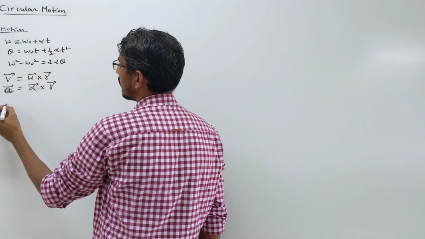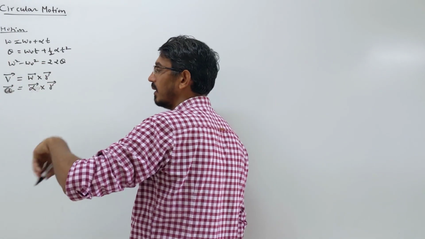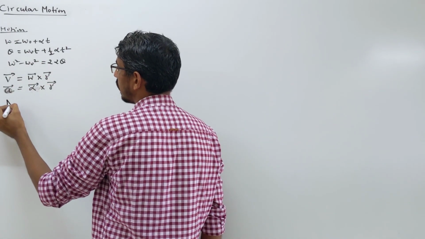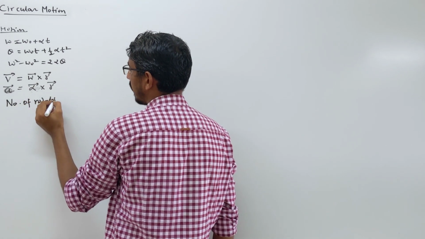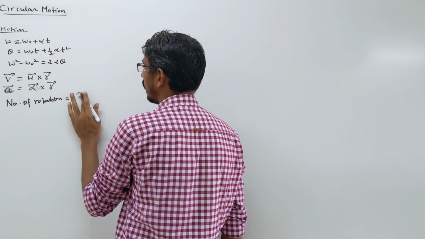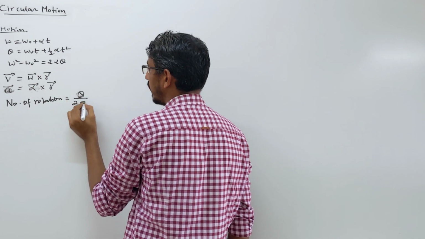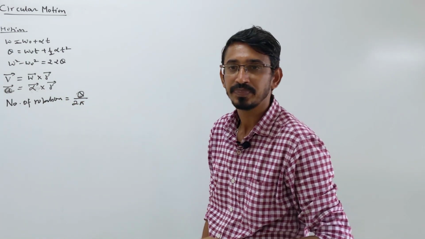Then here one more question they ask, like the number of rotations made by some moving body. Suppose they ask number of rotations, then I told you, that is simply the total angle covered, theta, divided by 2 pi. This gives the number of rotations, right? Yes.